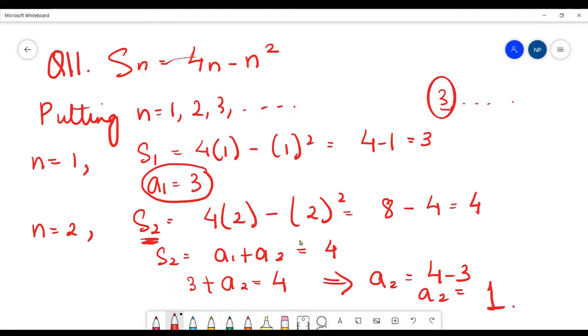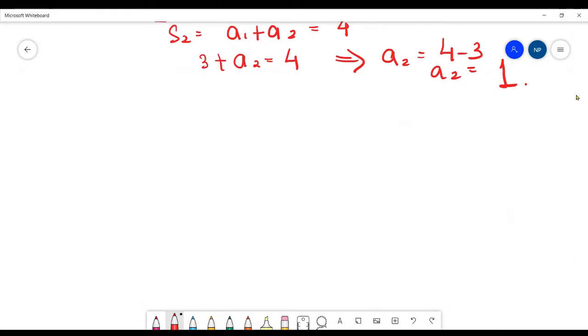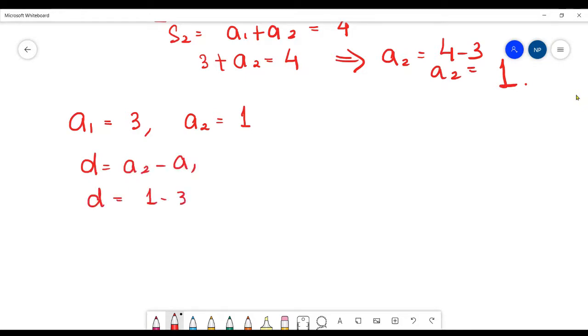Written. Now, after calculating A1 and A2, we can calculate D also. We have the value of A1 as 3, value of A2 as 1. So D we can calculate it as A2 minus A1. D is equals to 1 minus 3. D is equals to minus 2.